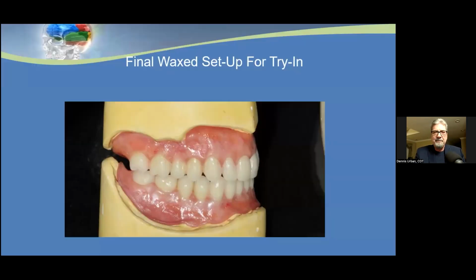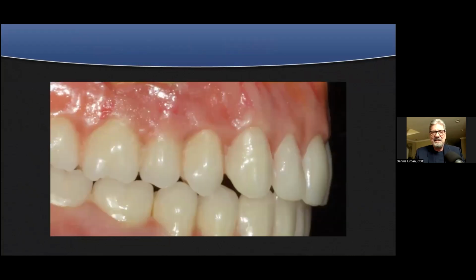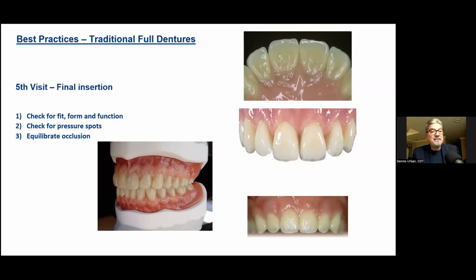Your final setup here, final wax up for try-in. Which would you prefer, the one on the left or the one on the right? So I would say the one on the right. Okay, so this is a nice characterized wax up. And now we're finishing the denture now.